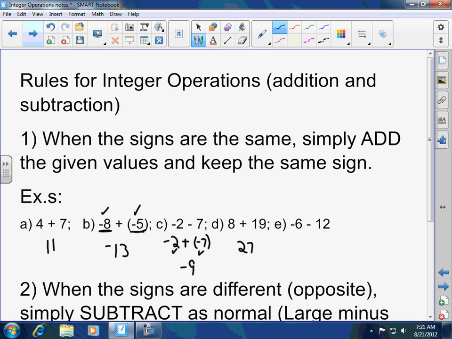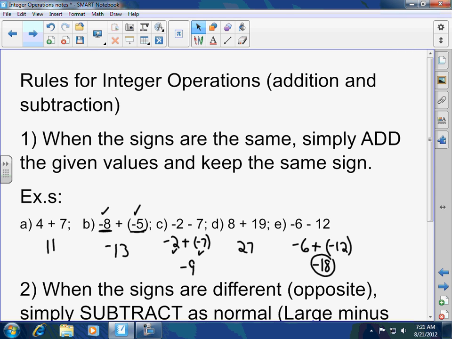-6 minus 12. Don't let that confuse you. That's just -6 plus a -12. When the signs are the same, you have a -6 and a -12. Signs are the same. You add and keep the same sign. -18. Hopefully that makes sense. Please don't get confused with these here. This negative 2 minus 7. Remember, all that's saying is a negative 2 plus a negative 7. The signs are the same. You add and keep the sign.